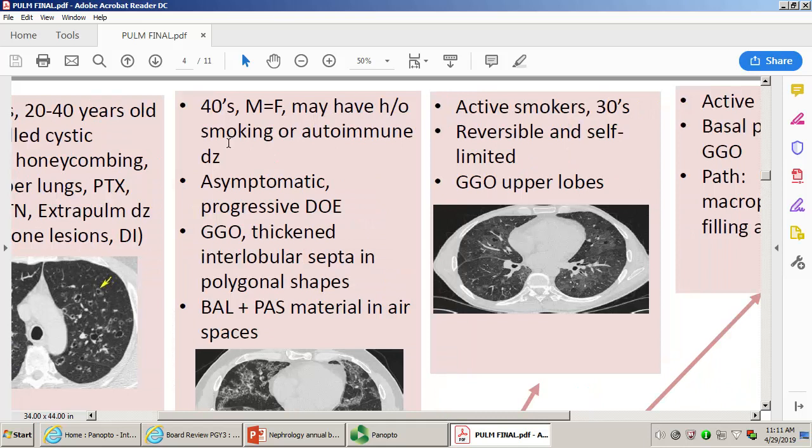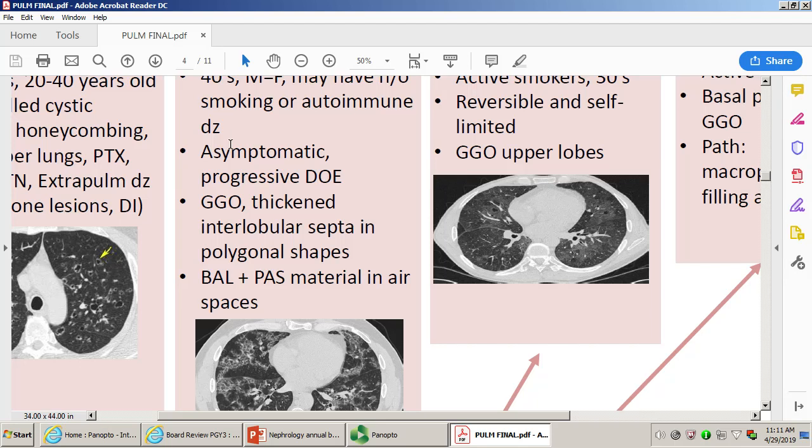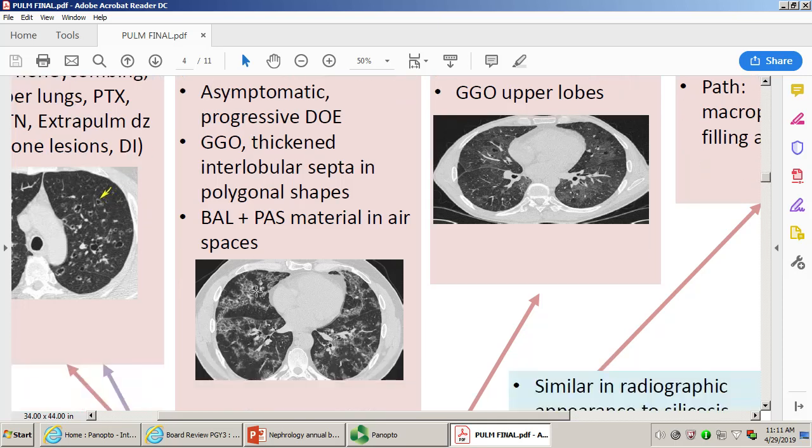So this next one is a middle-aged individual. They might have a smoking history. They have really impressive imaging findings, and usually they're pretty asymptomatic for a long period of time. So you have ground glass changes. You have thickened interlobular septa in polygonal shapes. Crazy paving, right? So instead of giving you the buzzword crazy paving, on the test they are going to say this: thickened septa in polygonal shapes. This is PAP, pulmonary alveolar proteinosis.